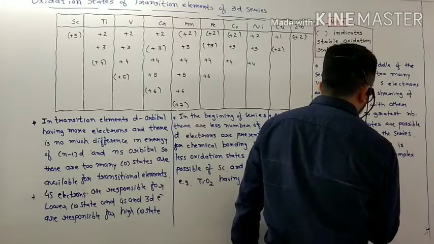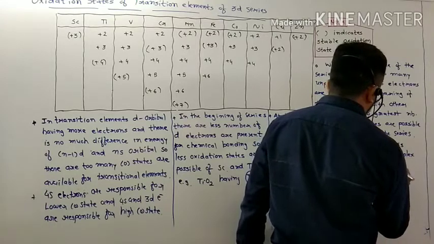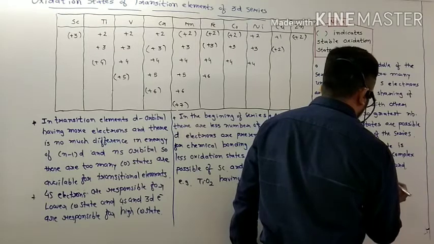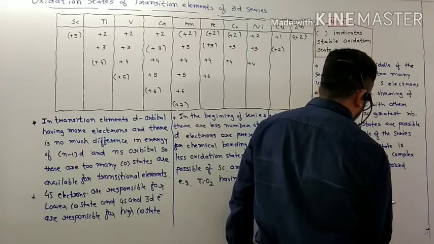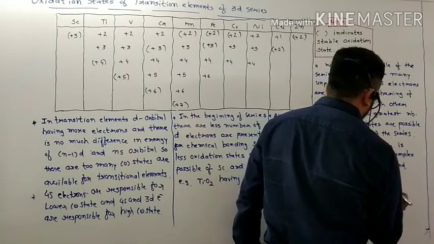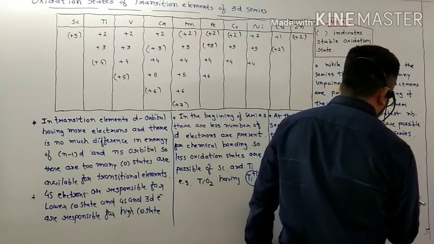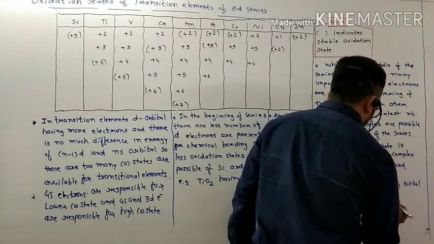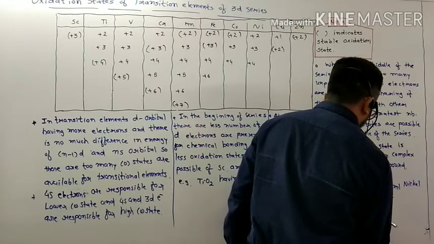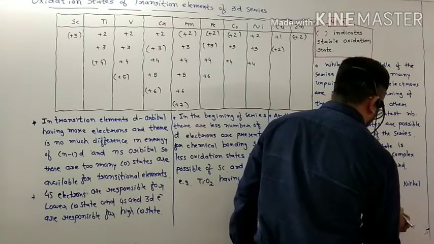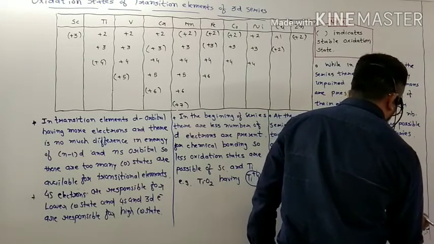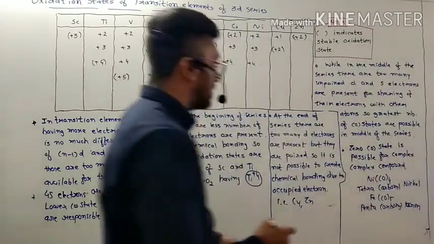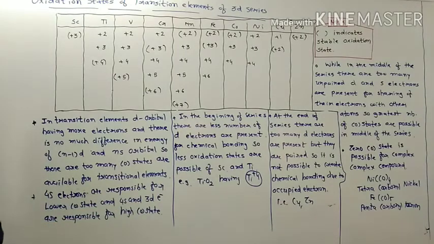We will explain complex compounds in the next chapter, but the examples are here: Ni(CO)4, tetracarbonyl nickel, and Fe(CO)5, pentacarbonyl iron, having 0 oxidation state. But we will explain this in detail in the next chapter.